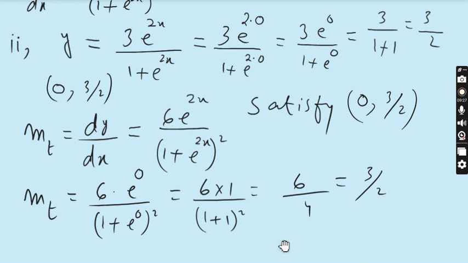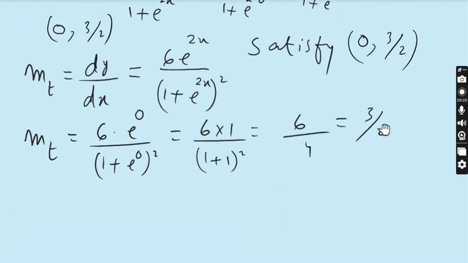Now find the equation of tangent. What is the formula of equation of tangent? y minus y1 is equals to m t.